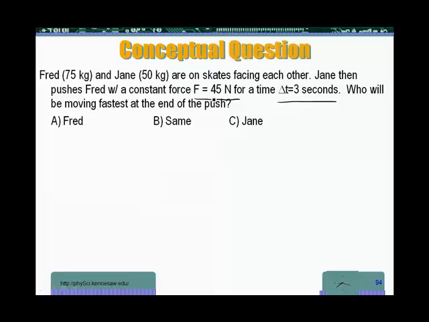Now, because she's going to apply a 45 Newton force on Fred, Jane is going to experience the same force for the same amount of time, 3 seconds. So then, what would be the acceleration of Jane? Again, 45 newtons, but now it's over 50 kilograms, not over 75 kilograms. So it's 45 over 50 kilograms, which is a larger acceleration than the acceleration of Fred. Both are going to accelerate for the same amount of time, meaning that Jane is accelerating with a bigger acceleration for the same amount of time. So Jane must reach a higher speed at the end of the push.